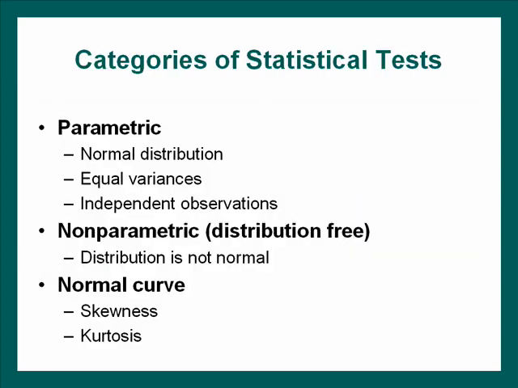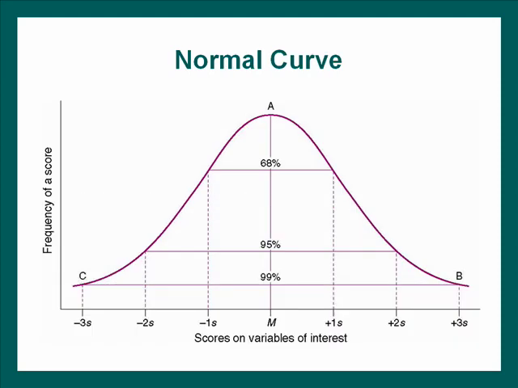Whereas a non-parametric statistical test is based on where this distribution, this normal curve, is not there. It's not the same as this at all. And so we have to do different statistical procedures for that. And we'll talk about that next week on some of those tests.